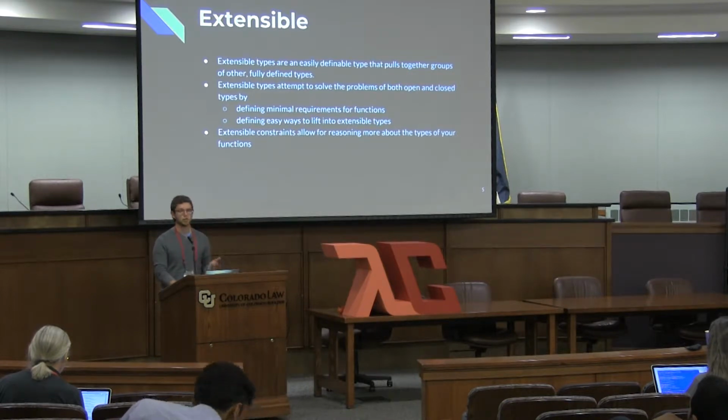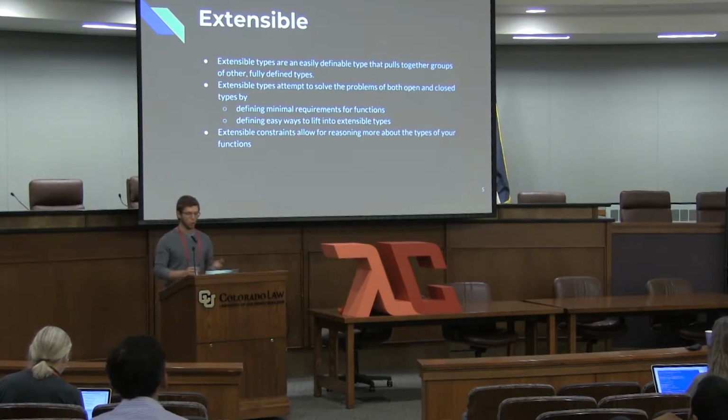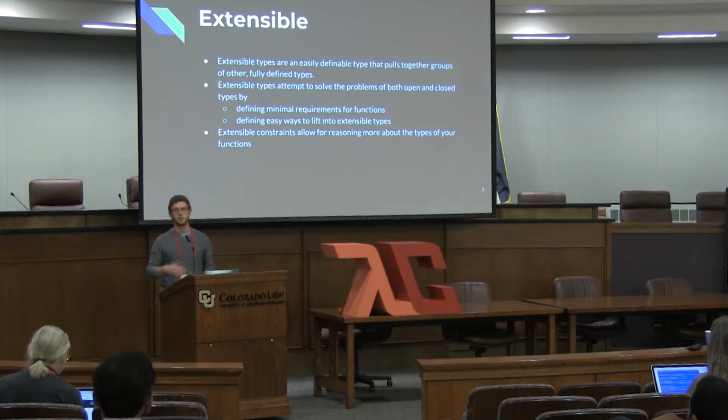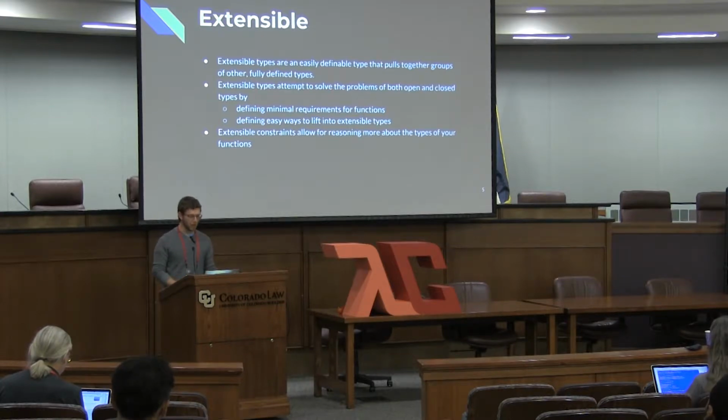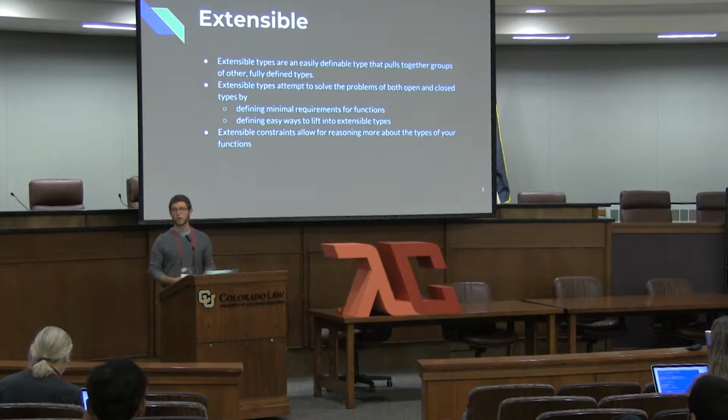Extensible types try to solve the problems of both open and closed types by instead defining a minimal requirement for your functions, and then defining easy ways to lift into your extensible types. So easy ways to combine things, and then minimal requirements for your functions, so you don't have to worry about what other things are there, and how to get to that kind of type. And when you add extensible constraints into the mix, they allow for more reasoning about what your types actually do.